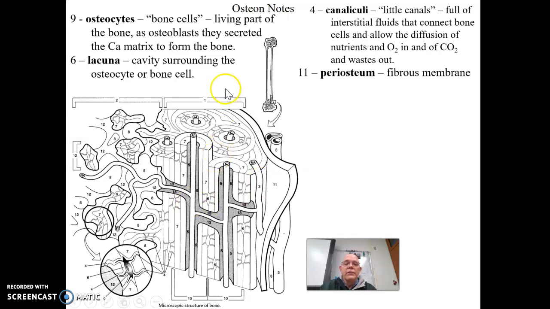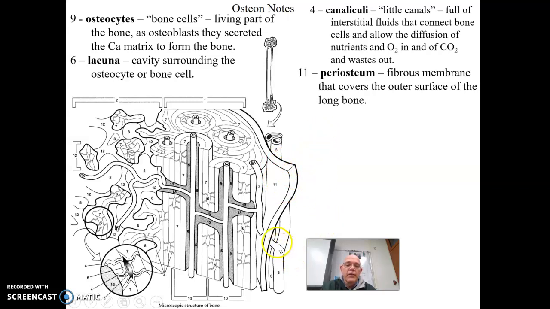Now, number 11, we've talked about this on the long bone. The outside wrapper around the bone is, in fact, the periosteum. Okay, so here's the periosteum, a little wrapper around the outside of the bone. Remember, it's the fibrous membrane that covers the outer surface of the long bone. So this little wrapper around it has a lot of blood vessels in it. So this is the periosteum.